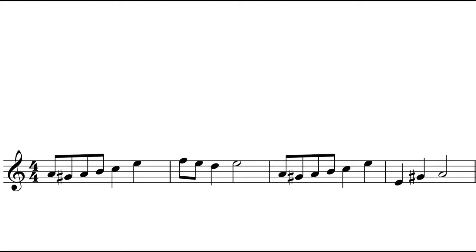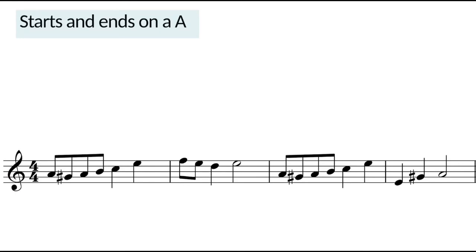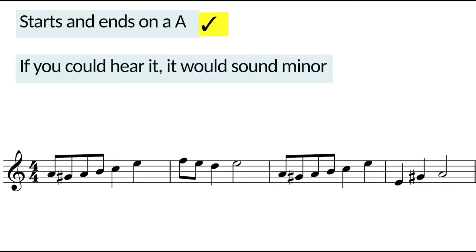We look at this music again, we see no sharps or flats. It's either in the key of C or it's in A minor. Now in this case, we can see that it starts on the note A and it ends on the note A. So we're starting to think, well, this could be A minor, but we're not making a decision yet. If you're listening to this music, it would sound minor. You would be able to tell that it was in a minor key.